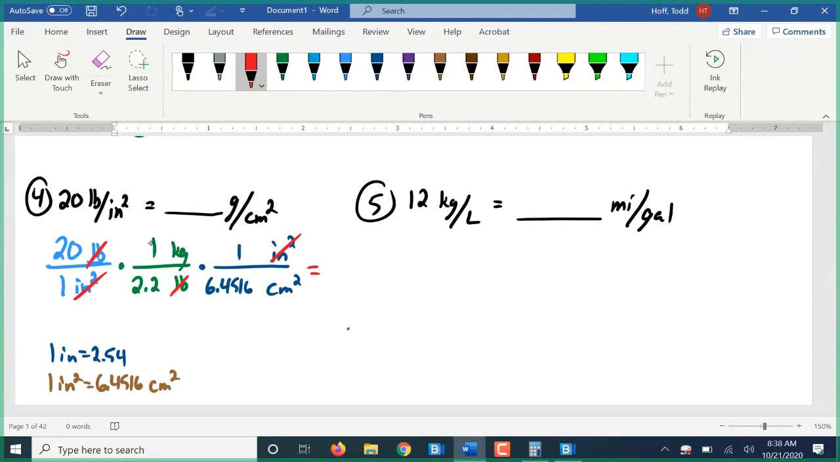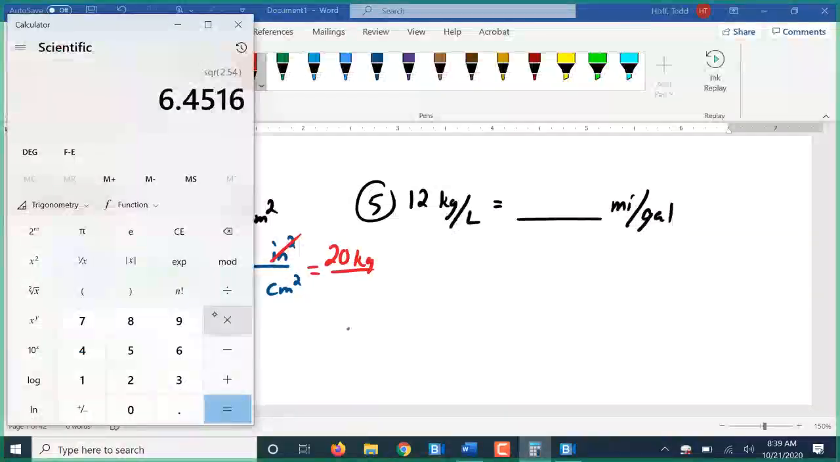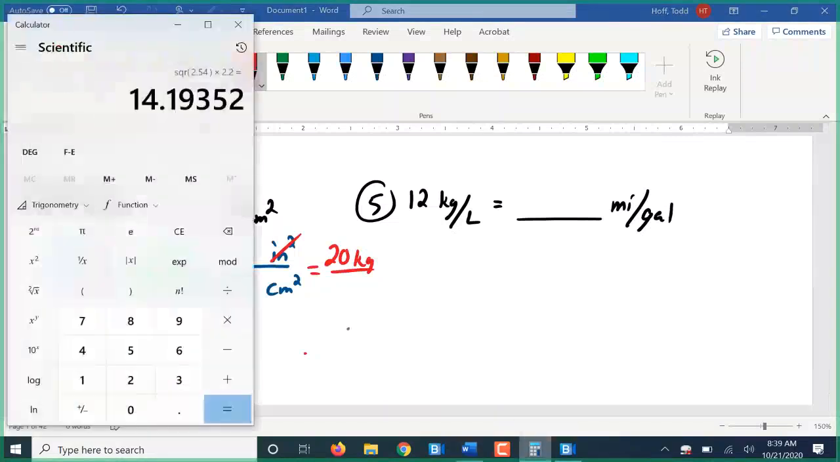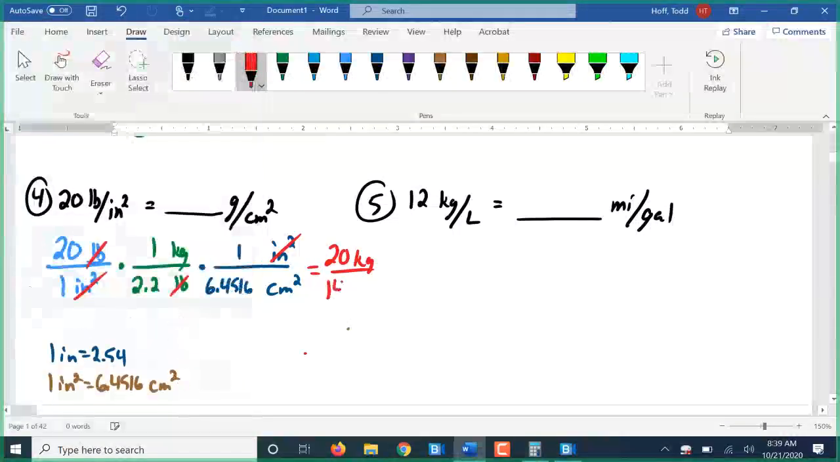So we've got 20 times 1 kilogram times 1 is 20 kilograms on top. On bottom, we have 1 times 2.2 times the 6.4516 square centimeters, which gives us 14.19. We're going to round that to 14.19 centimeters squared. Now that is kilograms per centimeter squared.